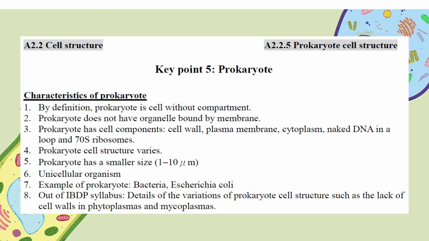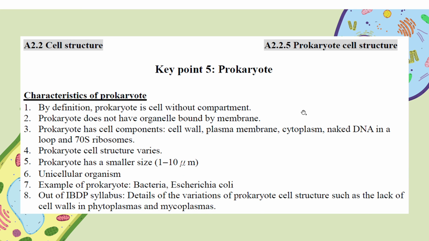And we have two different kinds of cells. One is prokaryotic. What is a prokaryotic? Prokaryotic is a simple cell. Inside the prokaryotic there are no compartments, no further compartmentalization inside. It means no organelles inside. Prokaryotes do not have organelles bounded by membrane. If there are organelles, we call it eukaryotic.